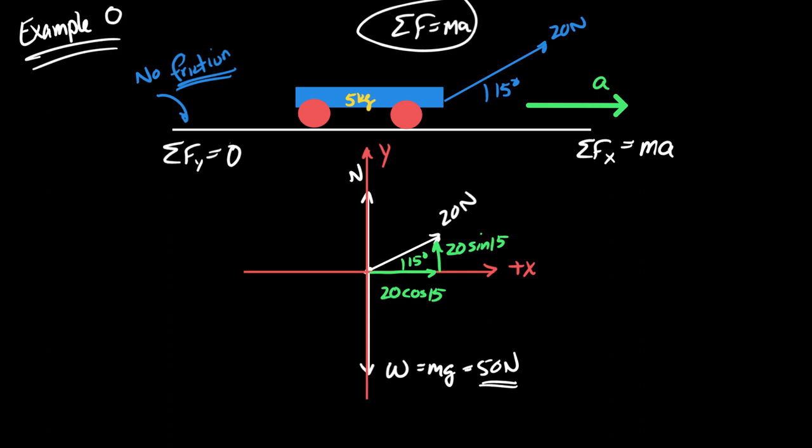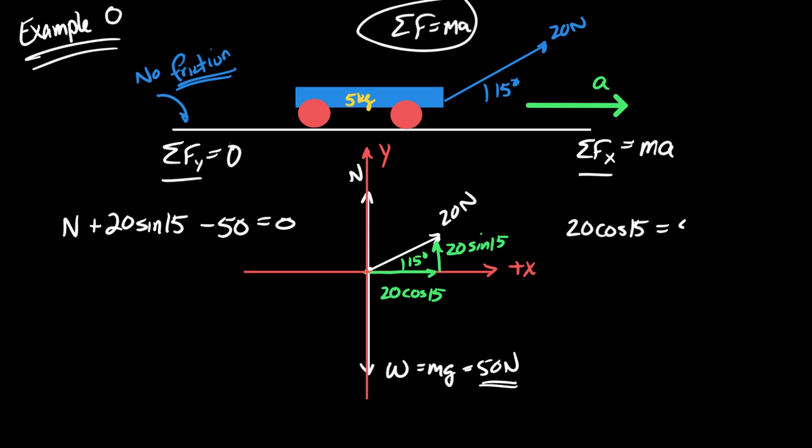But here we go. The rest of this problem is something you've already done. We add up all the forces in the X direction and add up all the forces in the Y direction. They're pretty easy here. Normal plus 20 sine 15 minus 50 equals 0. That's the Y direction. And on the X direction, I have 20 cosine 15 equals MA.